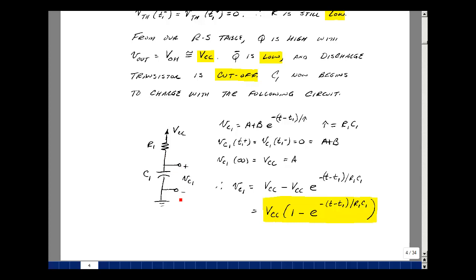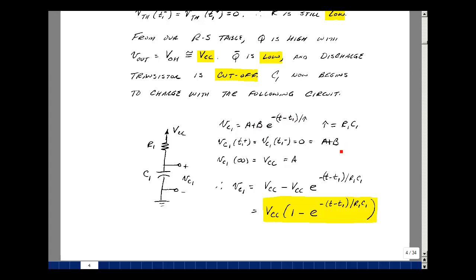So the voltage across the capacitor is some A plus B times e to the minus quantity t minus t1 over tau, where t1 was the instant where our pulse dropped down to 0 volts. The value of tau is R1 times C1. All right, what's the voltage across the capacitor at time t equals t1 plus? Well, it's the same as t1 minus, and that was equal to 0 volts. So it's going to be equal to A plus e to the 0, which is 1, which is A plus B.